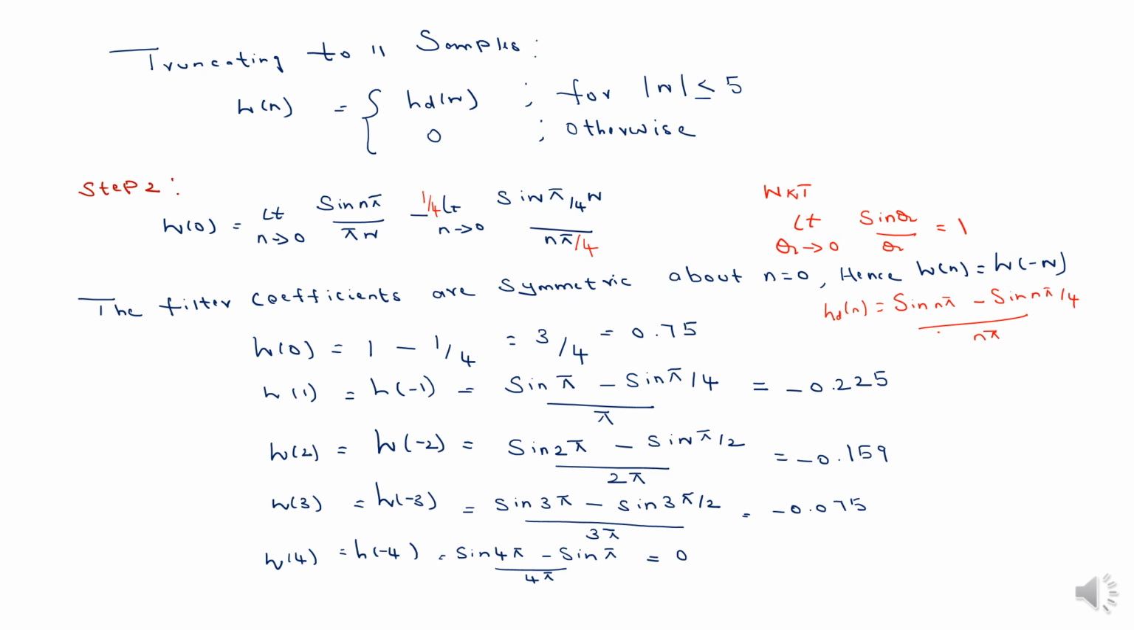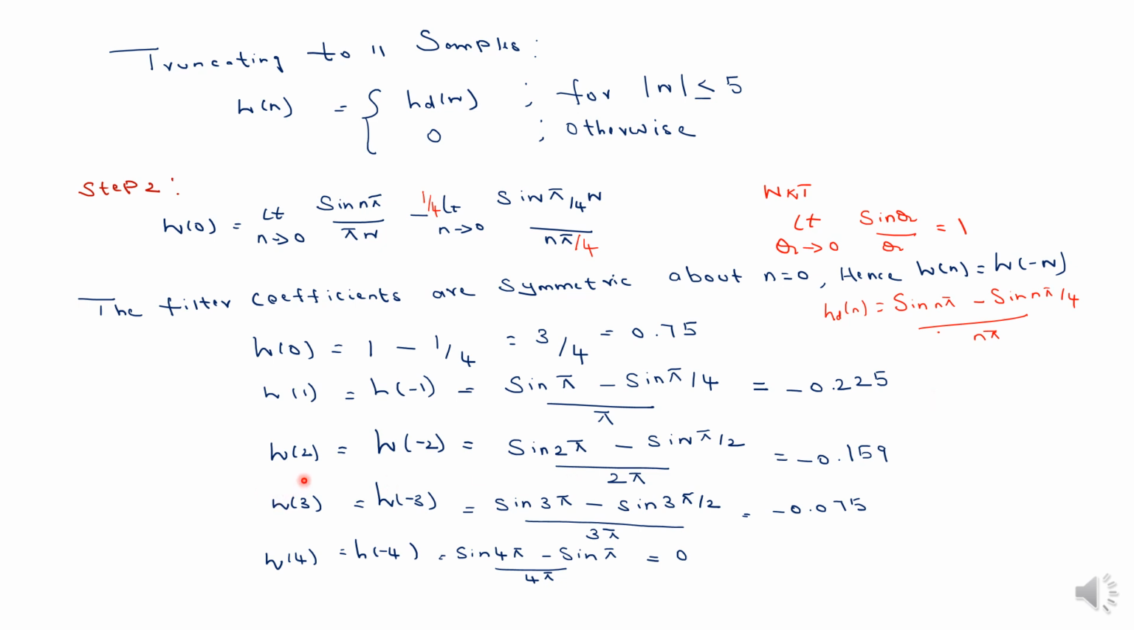This is the value which we had arrived at in the previous step. So in this, we need to substitute n is equal to 1 in order to arrive at h of 1. So h of 1 is equal to h of minus 1. This is equal to sine pi minus sine pi by 4 divided by, in the denominator, pi. If we simplify this, the value that we arrive at here will be equal to minus 0.225.